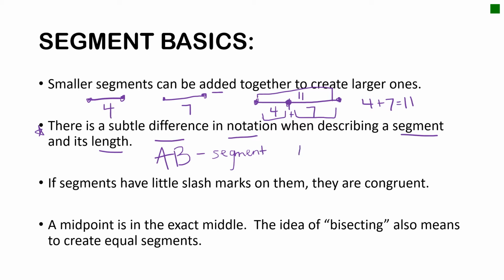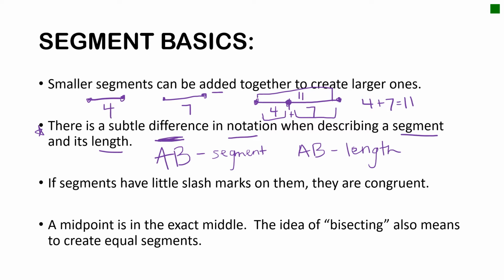Now, if I see AB with no bar, that's going to mean the length of that segment. Still a segment, because we're talking about length, start and stop point, but without the bar on top, we know we're talking about the length. We're finding the distance of that.